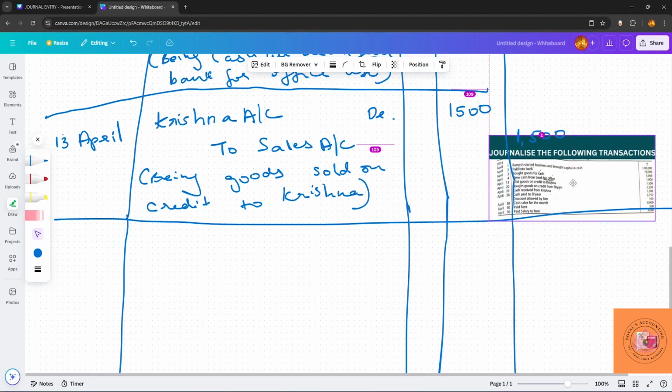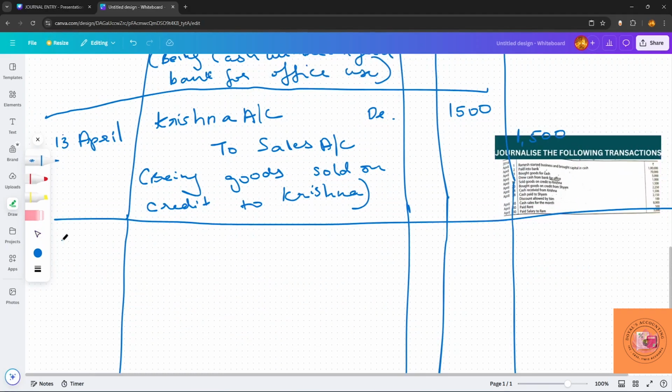Next transaction. Bought goods on credit from Shyam rupees 2250. What is the date? April 20. So what are the accounts involved here? Purchases and Shyam, because we have purchased the goods on credit. So that means we will open an account in the name of our creditor, Shyam. Who is giving us goods? Shyam is giving us goods. And Shyam is also a liability.